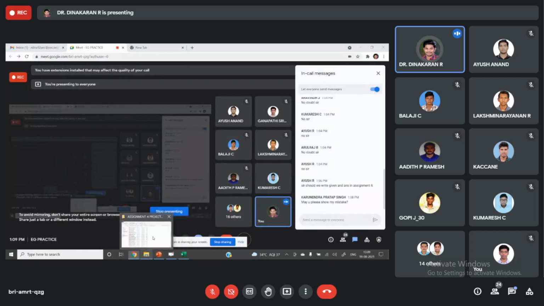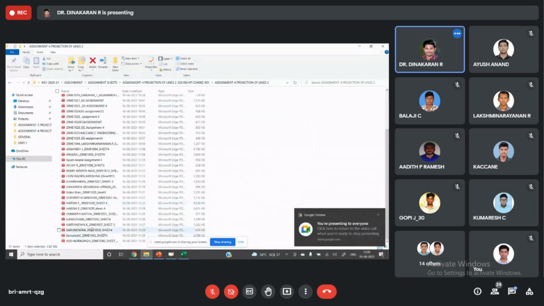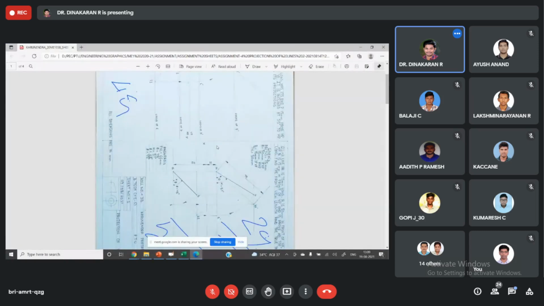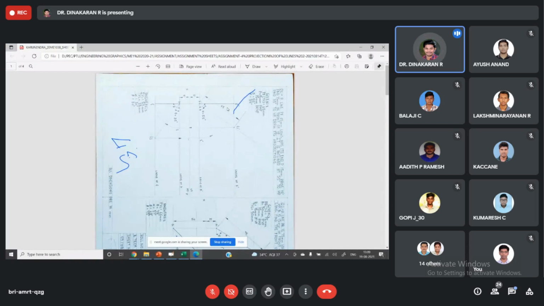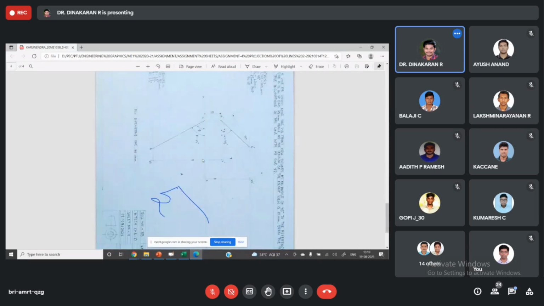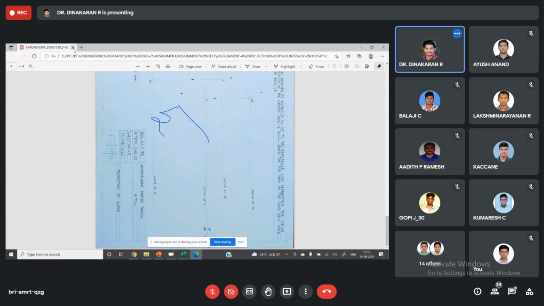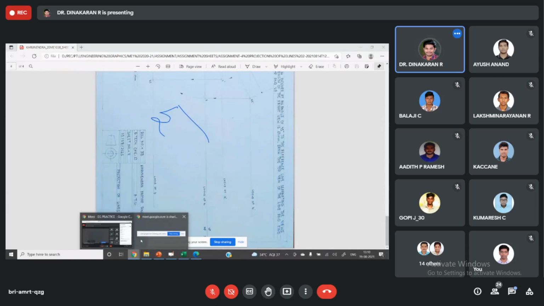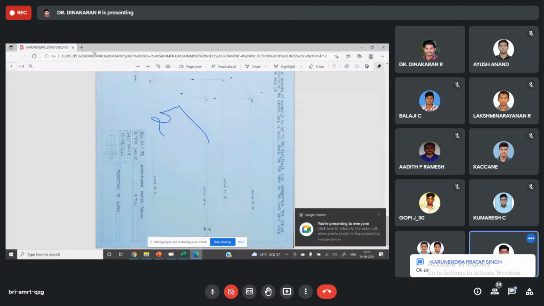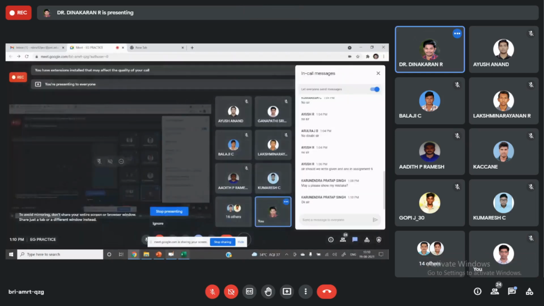Kunal's assignment. Kunal, for this only I reduced the 65. All of them are inside the same. For the remaining, I didn't reduce. Okay. I will show you, Ganapati.